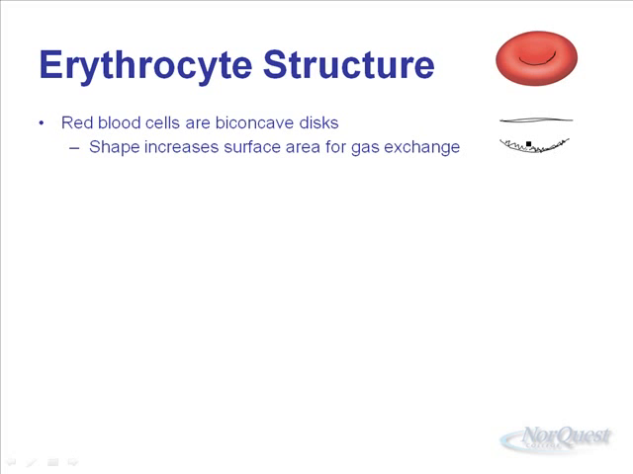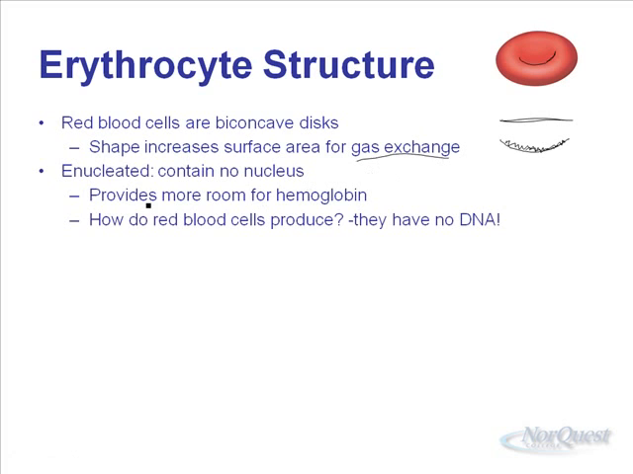More oxygen can diffuse into those red blood cells attached to hemoglobin, and when it's time to get rid of that oxygen to our body cells, it's easier to do that as well. So it increases surface area for increased gas exchange, internal and external respiration. They're enucleated, so they have no nucleus, and that provides more room for hemoglobin, so they're extremely specialized.